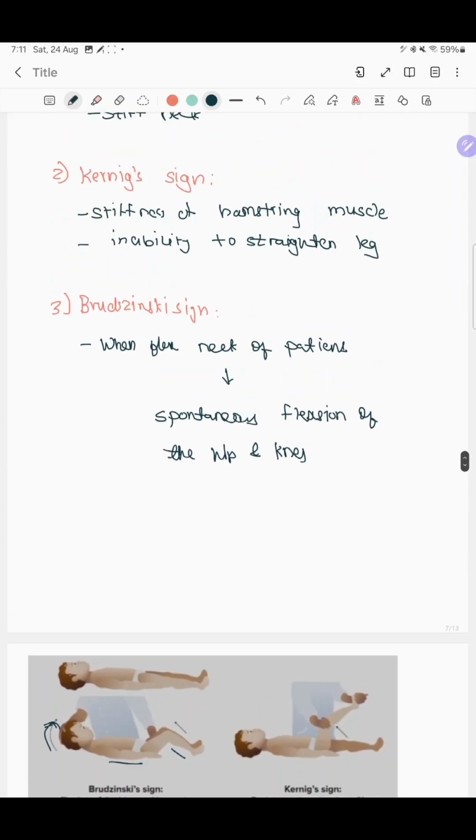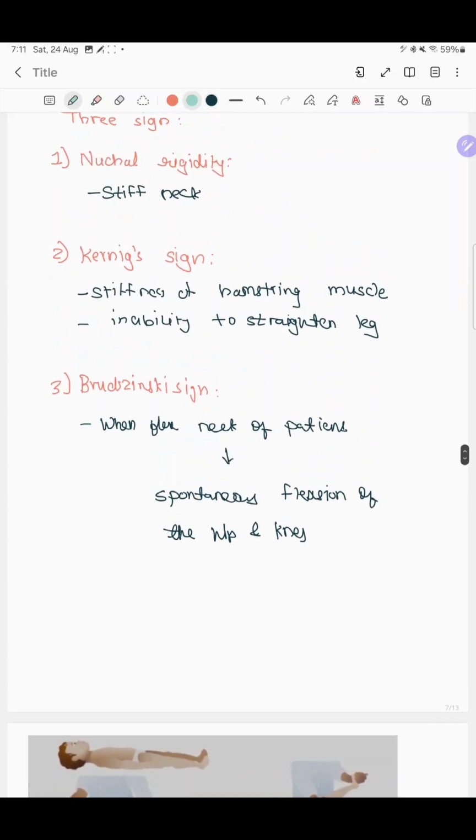Okay, so there are three signs: nuchal rigidity, which is the stiffness of the neck; Kernig's sign, which is the stiffness of the hamstring muscles; and Brudzinski sign, which is when we flex the neck of the patient, it will cause a spontaneous flexion of the hip and the knees.